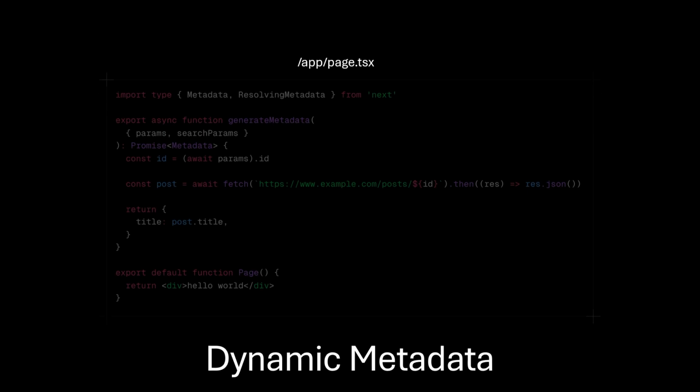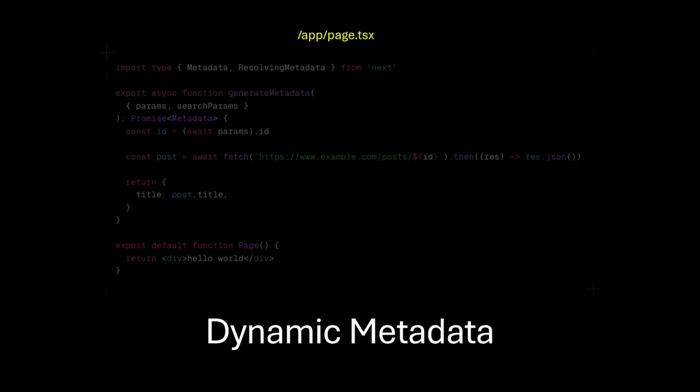The other way is dynamic metadata. Say we need to fetch a blog post and get its title to add it to the metadata. This time, instead of simply exporting a constant named metadata, we will need to export a function named generateMetadata. This function can be a regular function or an async function in case you want to fetch some data like the post title, as we will see in this example.